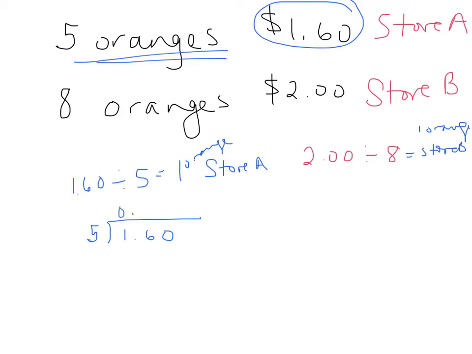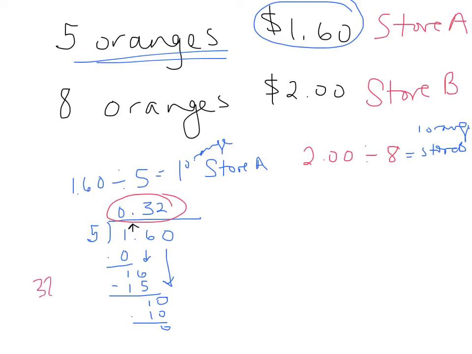5 goes into 1, 0 times, 0 I subtract, bring down the 6. 5 goes into 16. Oh, I'm sorry, I probably didn't say that clearly enough. My decimal went straight up. 5 goes into 16 3 times. 3 times 5 is 15. I subtract, I have a 1, I bring down a 0. 5 goes into 10 twice. 2 times 5 is 10. I subtract. Now, this 32 here, 0.32, is the same thing as 32 cents. What does that tell me? Each orange is 32 cents at store A. Store A, 32 cents per orange.